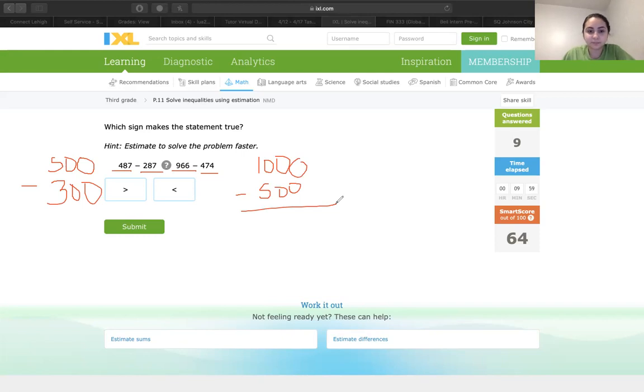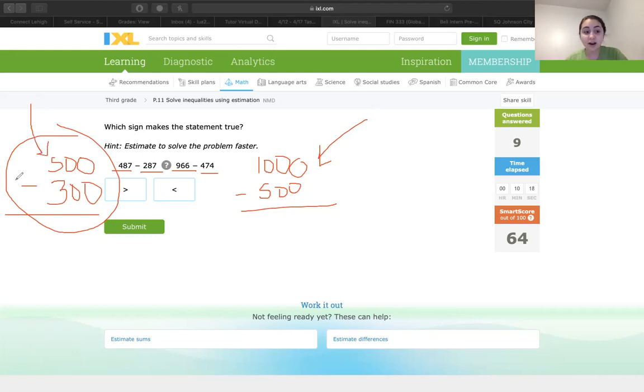Okay, so which number do you think it's going to be smaller? If you think about it, this number is for sure going to be smaller than this number. Why? Because in this one, we start with 500 and we're subtracting a number. In this one, we have 1,000 and we are subtracting 500. Or if you want to do the math, this will be 200 and this will be 500. So this is greater, right?